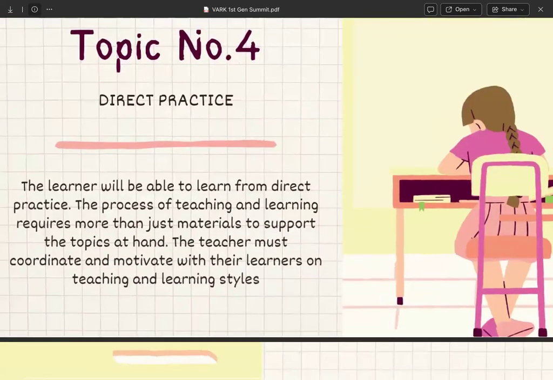Now let's talk a little bit about direct practice. The learner will be able to learn from direct practice. So, what is direct practice? Well, the process of teaching and learning requires more than just materials to support the topics at hand. The teacher must coordinate and motivate with their learners on teaching and learning styles.